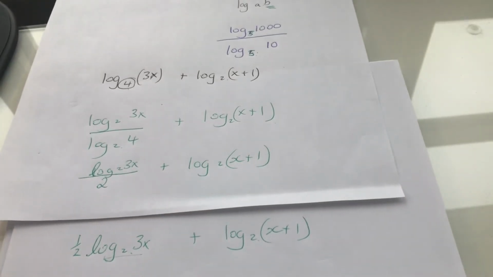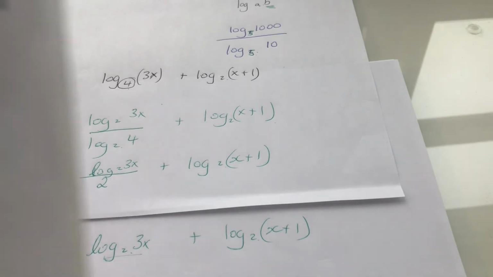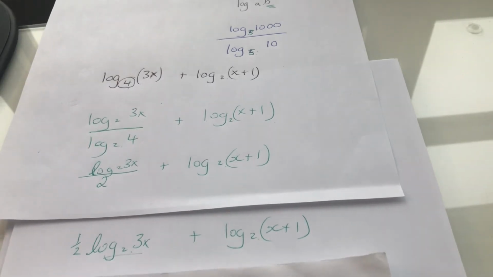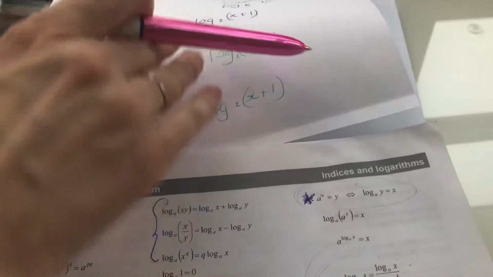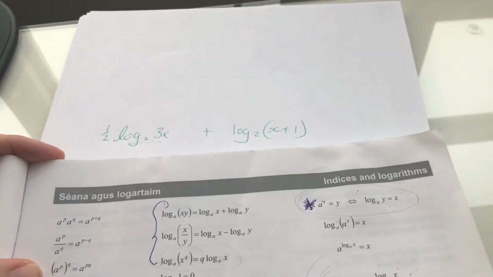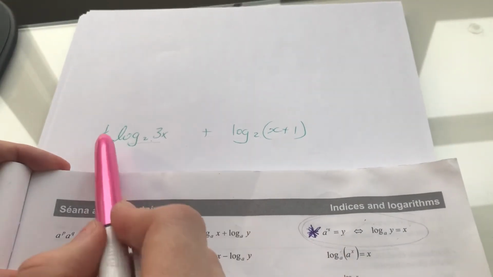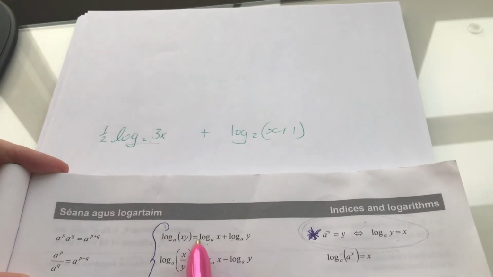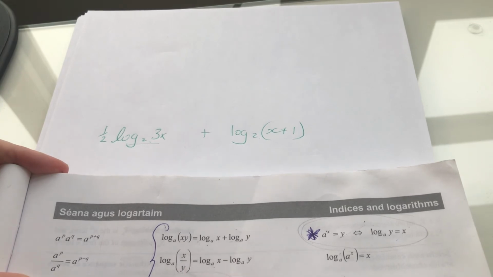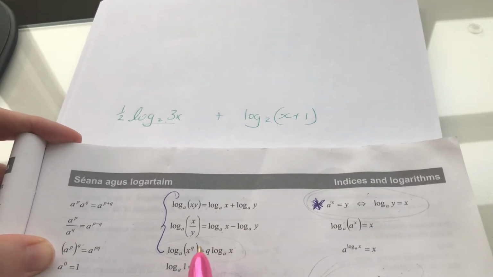Can I go any further? Don't know, I need to be more familiar with my log tables. Can I add them yet? Well, that has a number in front. There's no number here. So can you see that? That there has a number in front, but when I see this rule here, there's no number in front. So the only one that has a number in front is the third rule down, and it says I can bring it up as a power.